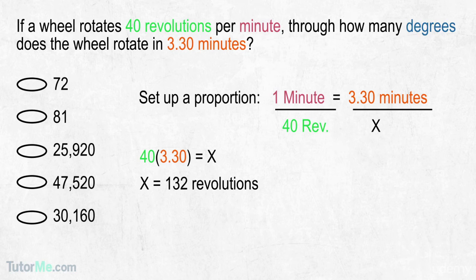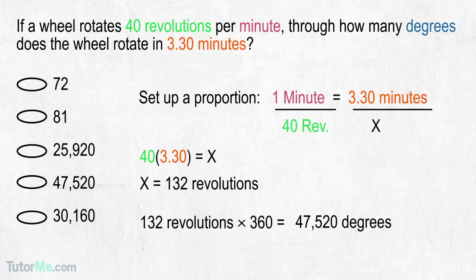So, as we know, there are 360 degrees in a circle. So all we have to do is multiply 132 by 360 to determine the degrees. Plug it into your calculator, and you'll see that it's 47,520 degrees. That's our answer.